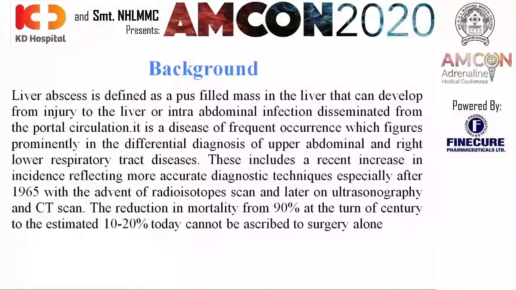Liver abscess is defined as a pus-filled mass in the liver that can develop from injury to the liver or intra-abdominal infection disseminated from the portal circulation. It is a disease of frequent occurrence which figures prominently in the differential diagnosis of upper abdominal and right lower respiratory tract disease. There has been a recent increase in incidence reflecting more accurate diagnostic techniques, especially after 1965 with the advent of radioisotope scan and later ultrasonography and CT scan. The reduction in mortality from 90% at the turn of the century to an estimated 10 to 20% today cannot be ascribed to surgery alone. Next slide.